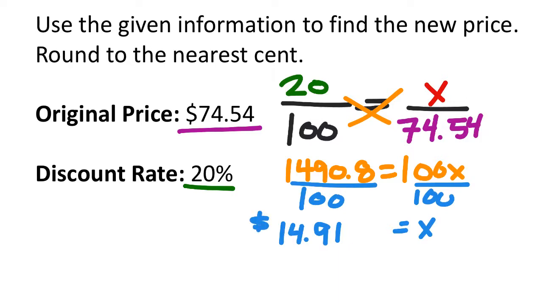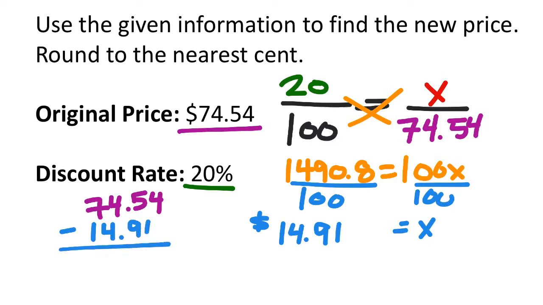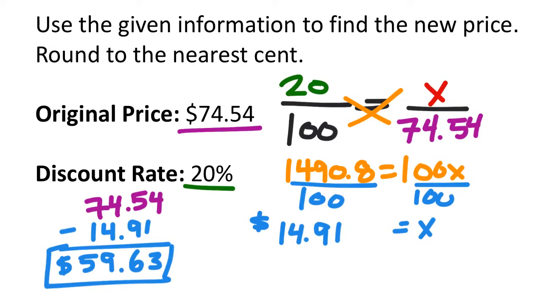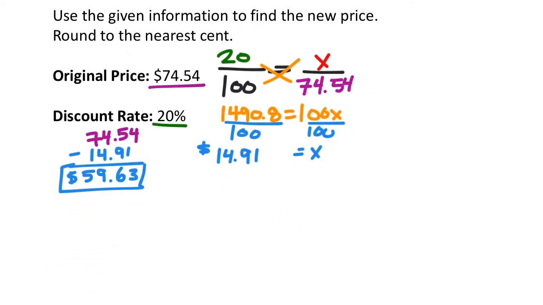So I need to go back. I need to take my 74.54 and I need to subtract my 14.91. So what is that? 59.63, and this would be the final selling price, the new price. Now that's method 1. Let's look at method 2.